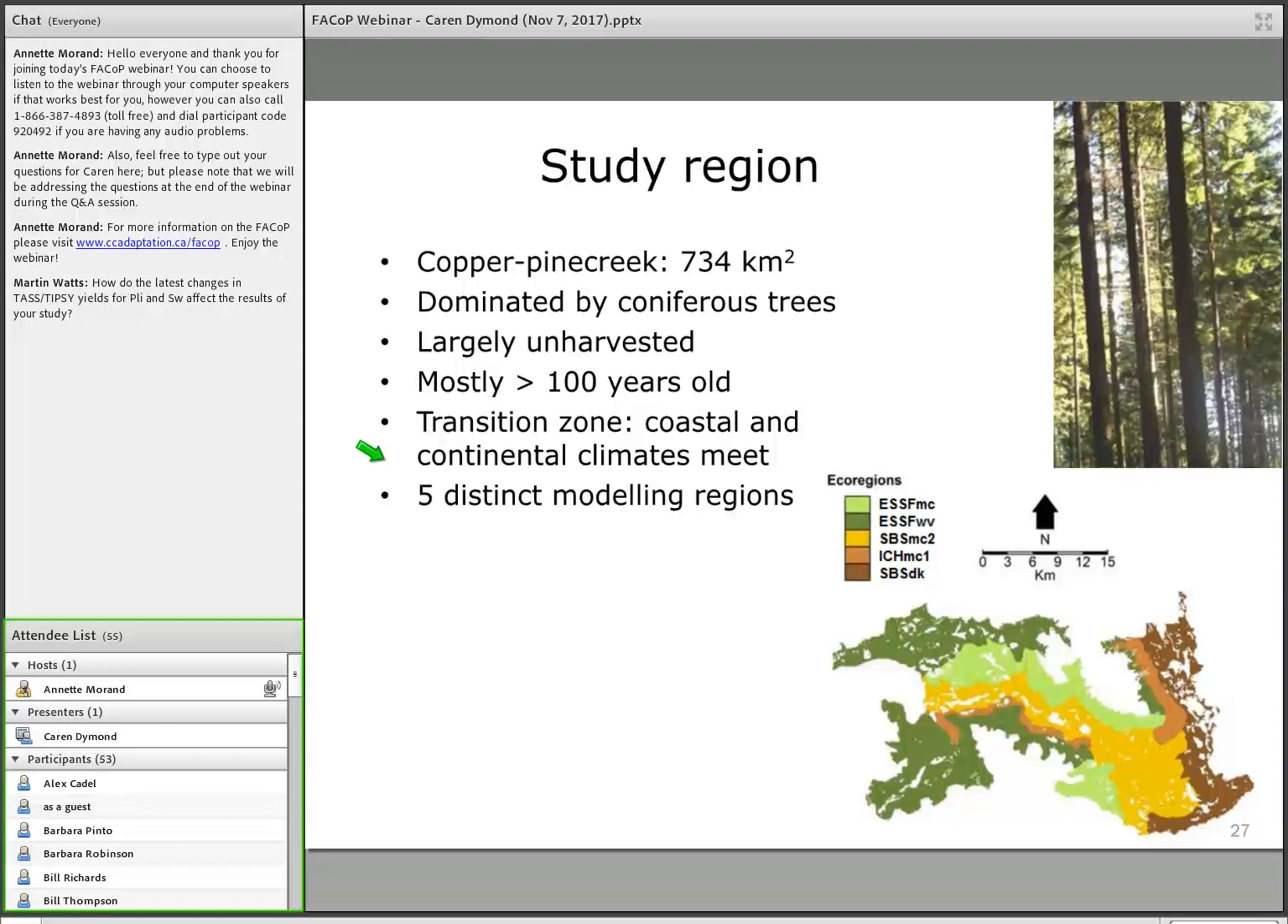Same study region. The one thing I want to mention here is that it's on the east side of the Coast Mountains, so it's where the coast and interior climates meet, the transition zone. Depending on which climate model you use, it might say the climate is going to be more like the coast, so wetter and more moderated temperatures, or more like continental interior BC, which is drier and has more extreme temperatures.